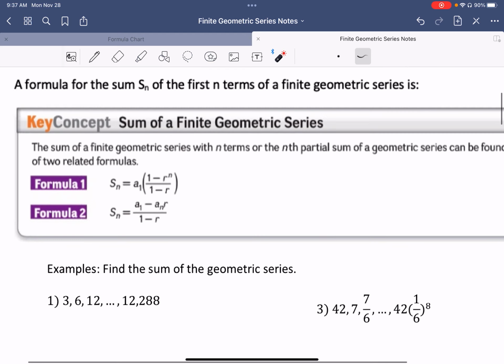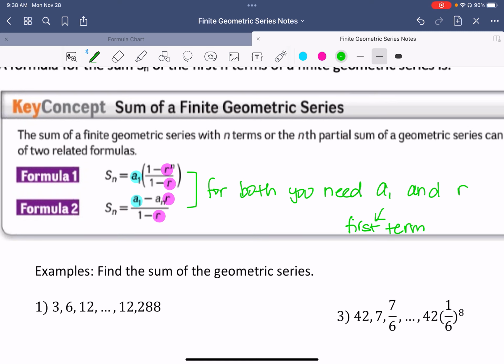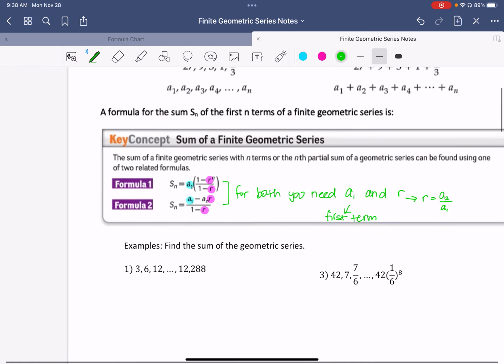So let's compare the two formulas. If you notice, there are some similarities. They both have a sub 1, and they also both have r. So for both of them, you're going to need a sub 1 and r. And if you don't know what a sub 1 is, this is the first term. And if you forgot how to find the common ratio, remember that it's the second term divided by the first term. And that's the common ratio.